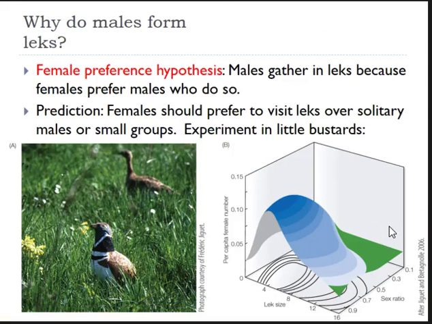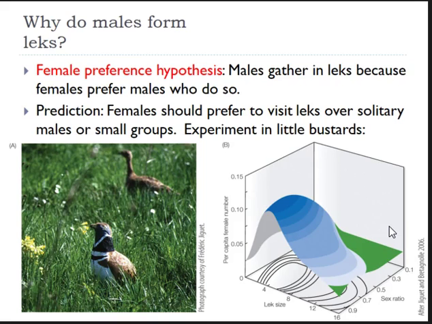The final explanation is the female preference hypothesis. So the female preference hypothesis is stating that females actually prefer to mate with males that are gathered in a location where there's lots of males around. And so the idea here is that females are driving the lekking behavior in the males, that they won't mate if there's just a solitary male hanging around, that they're much more likely to mate with somebody if they can compare numerous males in one spot and then choose those males.